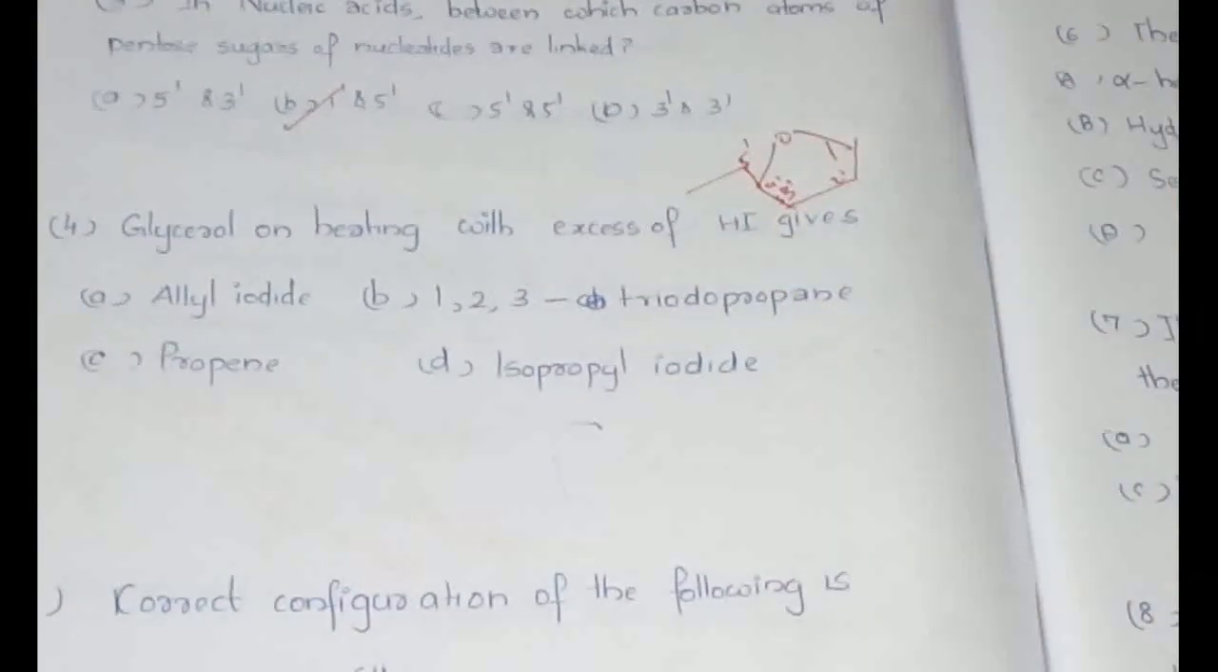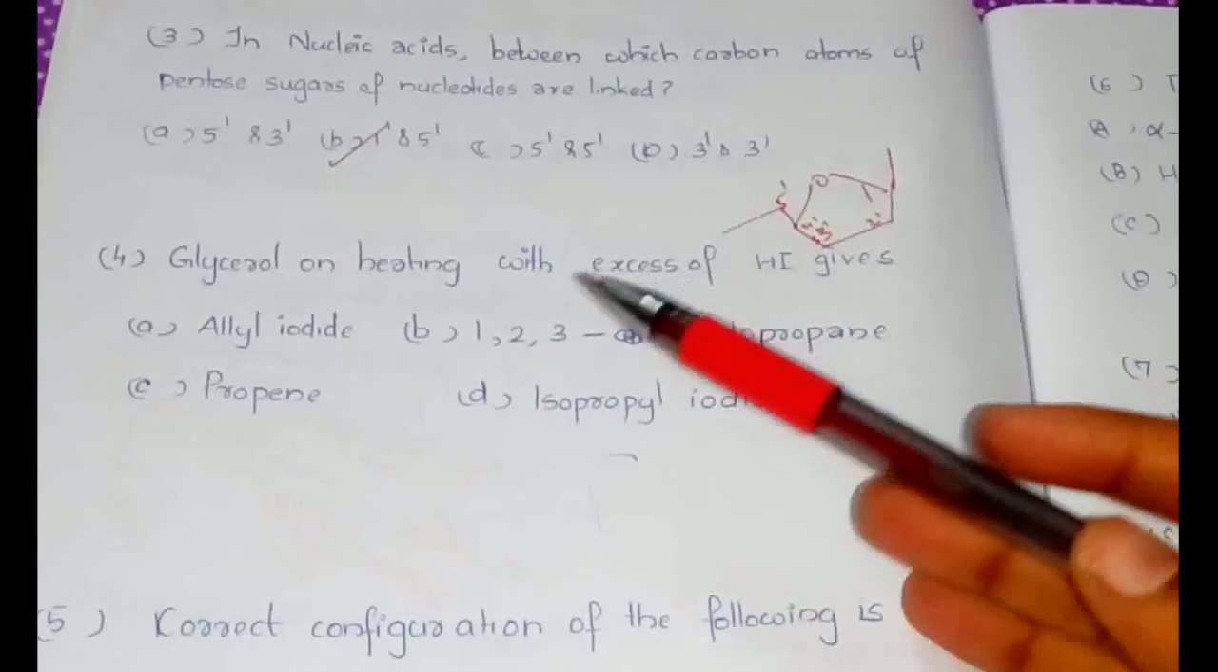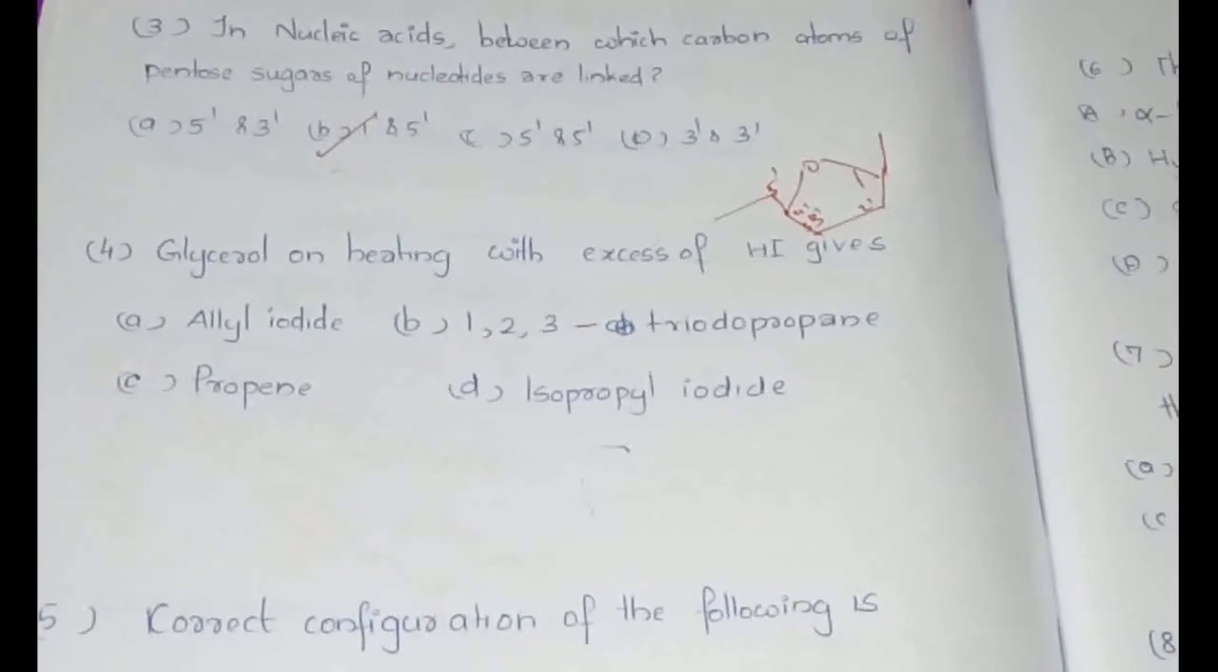So the linking will be in this position 1'. So definitely 1' should be there in the option. Only one option shows the 1' here, which is option B. So we'll be definitely choosing that as our answer.